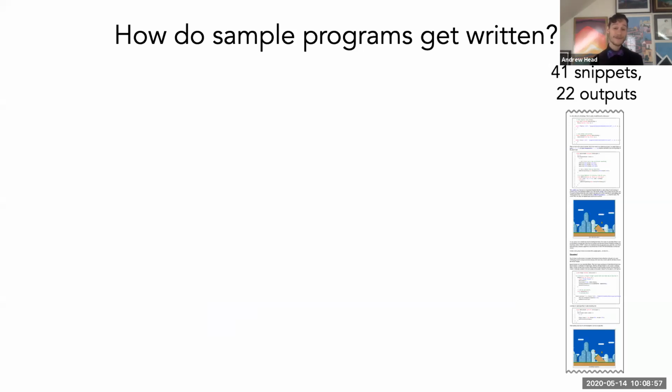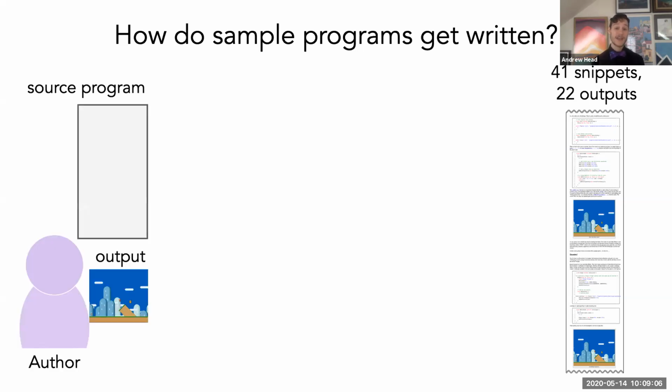Now, producing these documents can be rather challenging. This particular tutorial includes 41 snippets and 22 outputs. And in order to produce it, an author is going to start with a single program of their own and have to go through these 4 steps in order to produce it.